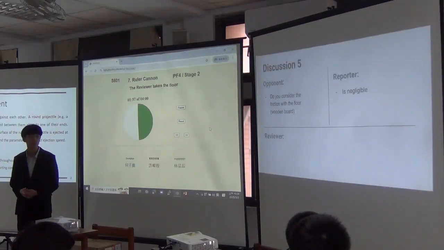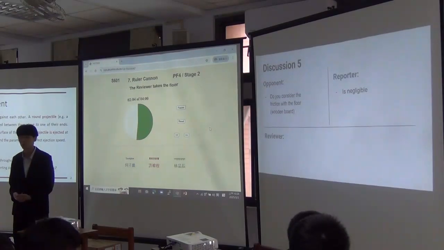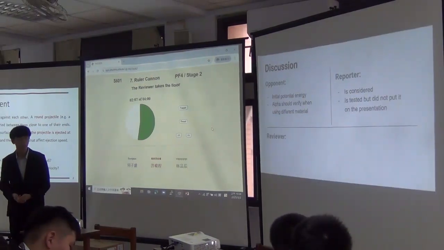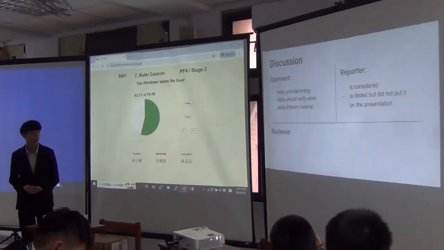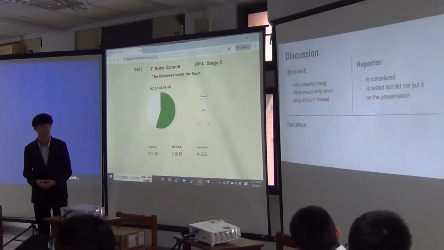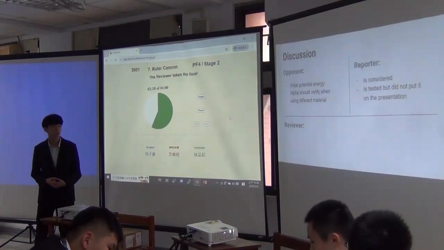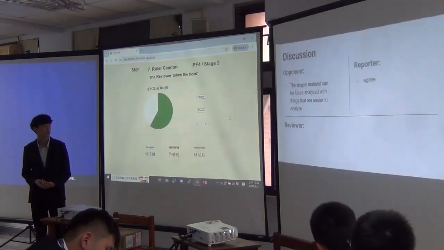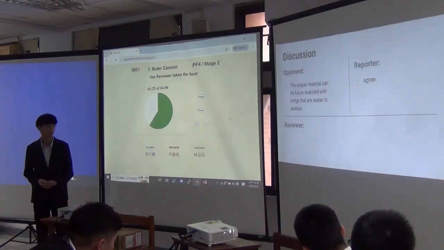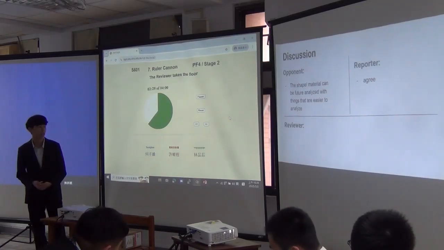And next, the opponent questioned the consideration of friction with the floor or the wooden board. The reporter says it's negligible. And next, the opponent says they need to consider the initial potential energy, and the alpha should be verified when using different materials. The reporter says it was already considered, and the alpha was tested but they did not put it in the presentation. In discussion, the opponent says the shape and the material can be further analyzed with things that are easier to analyze, and the reporter agreed with that.